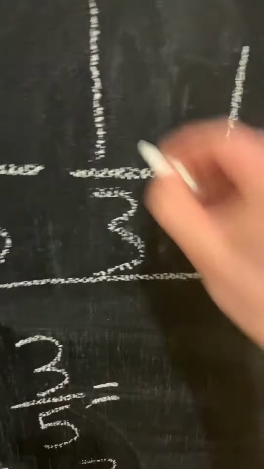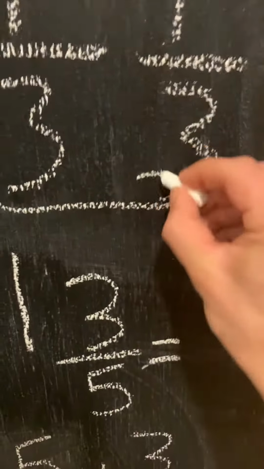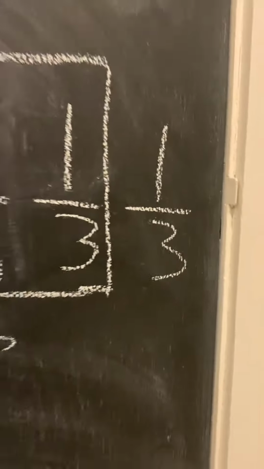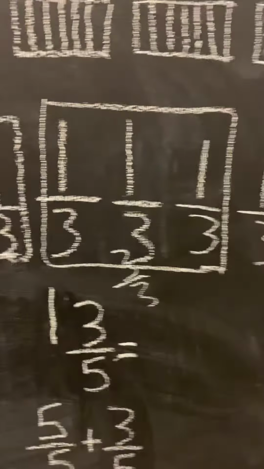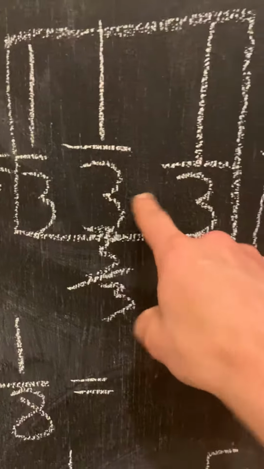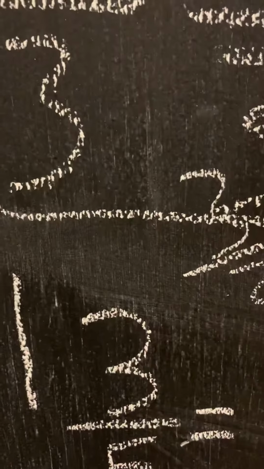Let's see if we can find another group of 3. 1, 2, 3. 1/3 plus 1/3 plus 1/3 equals 3/3, or 1 whole. So now I've got 2 wholes and just 1/3 left over at the end, because I had 7 of them. I can't really do anything with the 1/3 left over. So I've got 1 whole and another 1 whole, that equals 2, and then just 1/3 left over at the end.